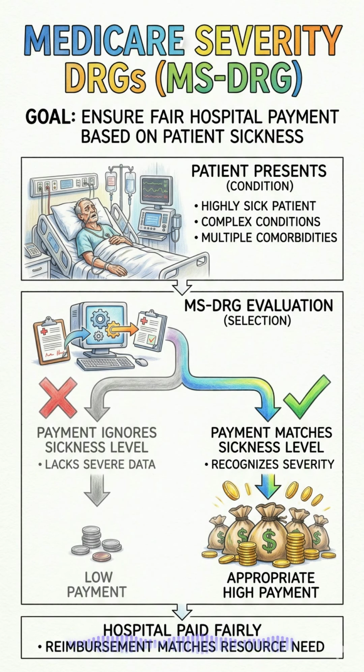35. What is the main goal of the Medicare Severity Diagnosis-related groups payment system currently? The goal is to pay hospitals fairly, based on the actual sickness level of the patients. Hospitals that treat the sickest patients deserve to get paid more money for their hard work.